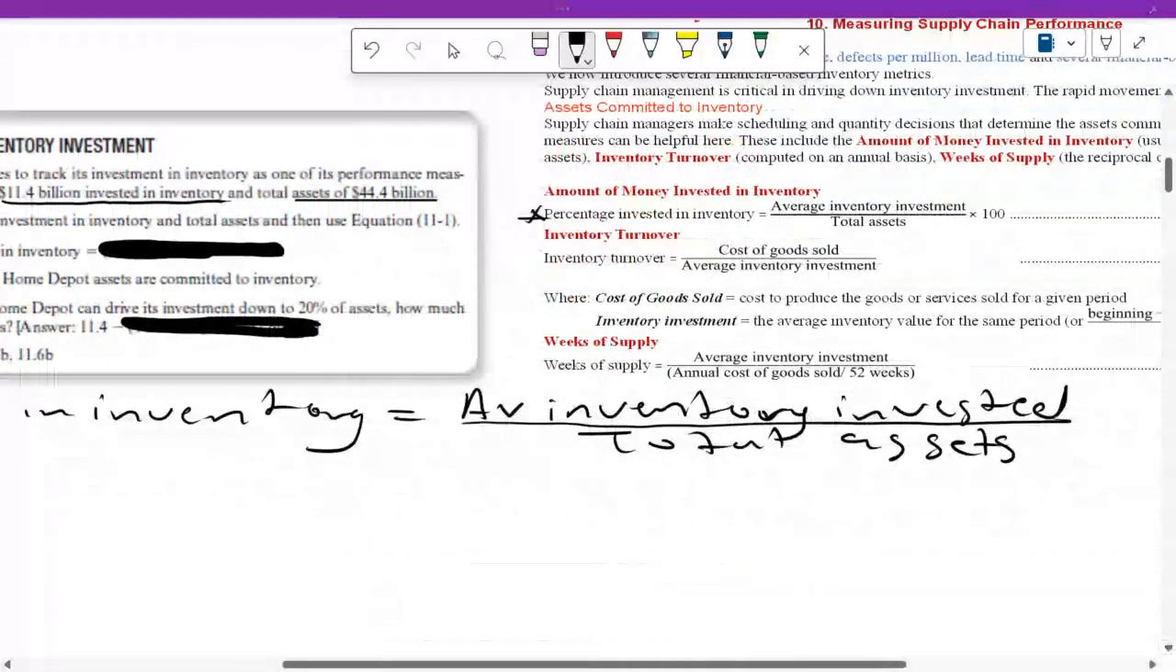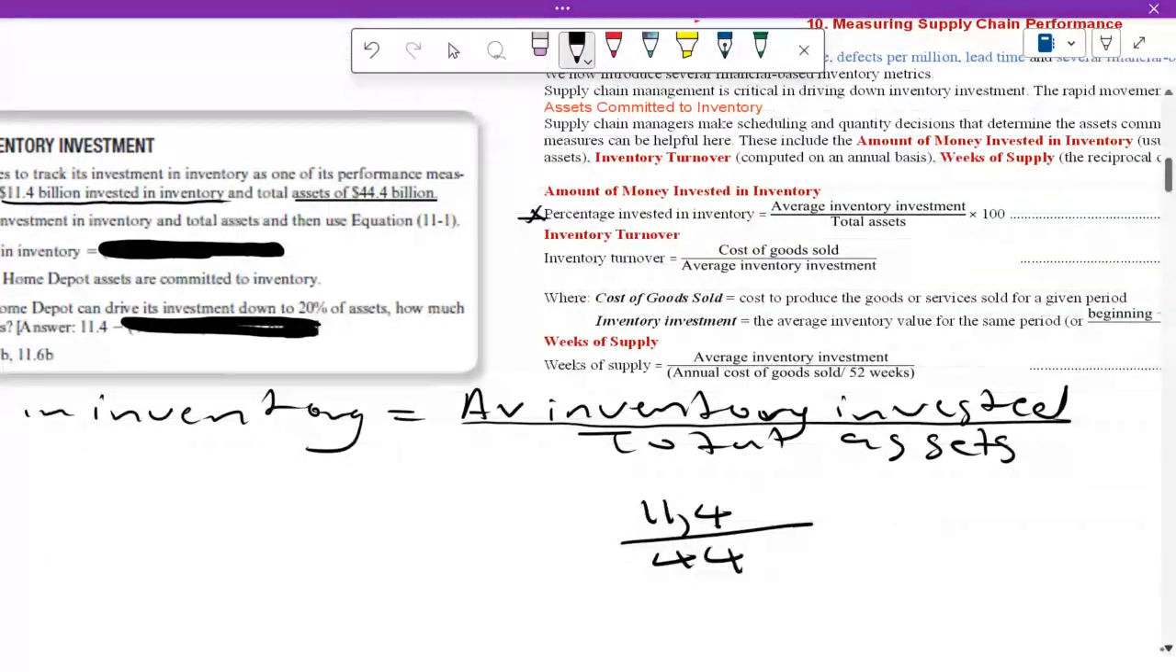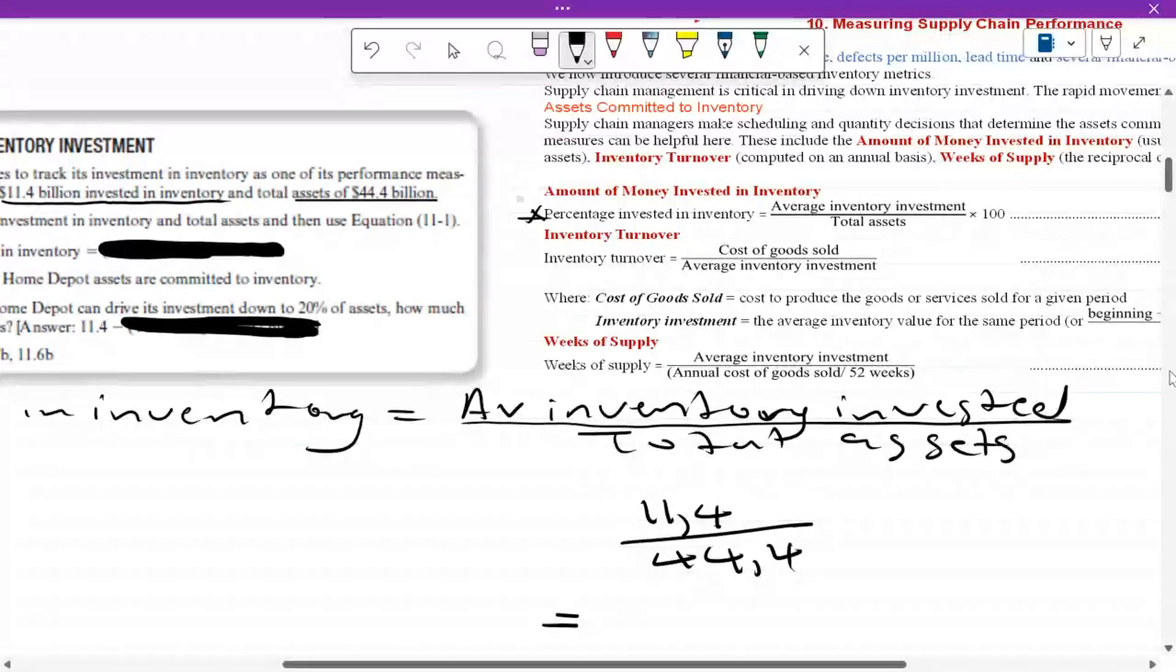So total assets is 44. So it means that we're going to say 11.4 divided by 44 billion. So may you kindly punch in this info and tell me what is the answer? Unmute yourself, punch in this data and tell me what's your answer. Ladies and gentlemen, let's work together on this one.